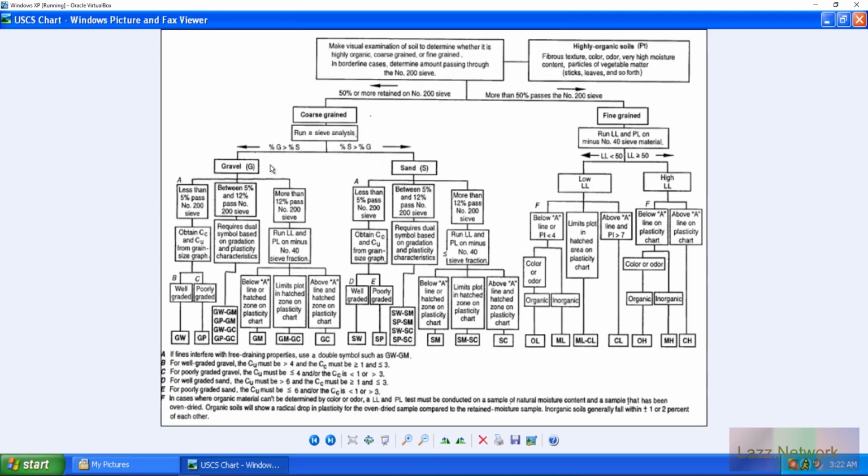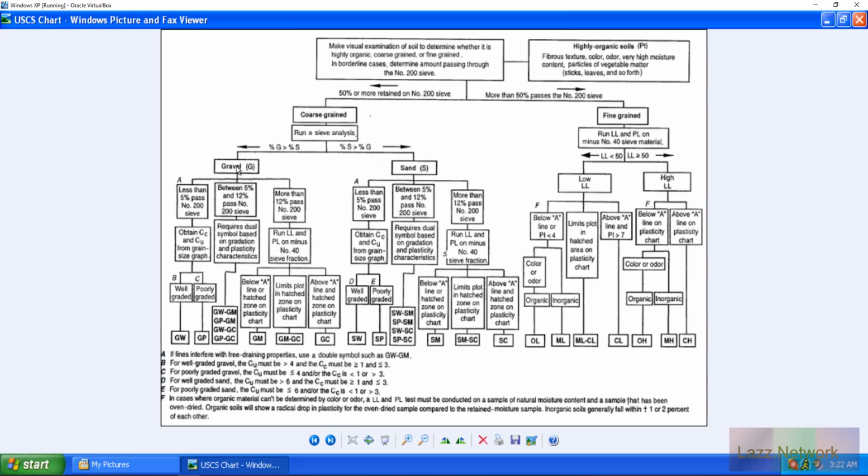And then when you run your sieve analysis here, you have to determine if it's going to be gravel or sand. If we look right here, if your gravel is greater than sand, then we're going to stick to our gravel. Or if our sand's greater than our gravel, then we're going to stick with sand. And all that's determined on our number 4 sieve.